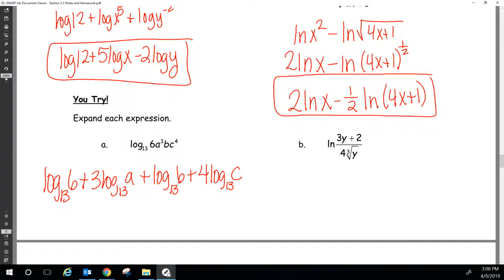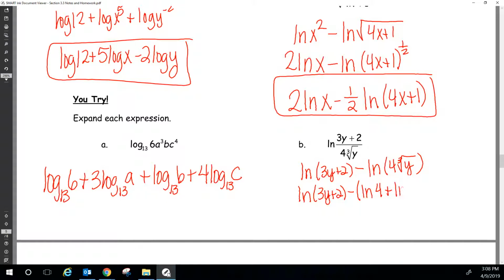For d, we're dividing, so we're going to subtract it. So that's natural log of 3y plus 2 minus natural log of 4 times the cube root of y. Now I've got a multiplication problem here. So this is natural log of 3y plus 2 minus natural log of 4 plus natural log of y to the 1/3 power.